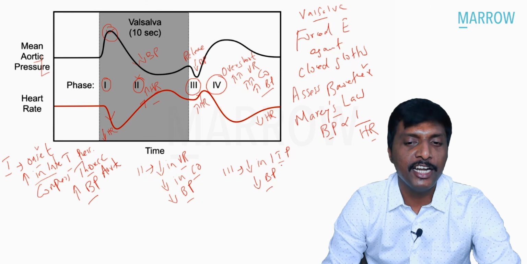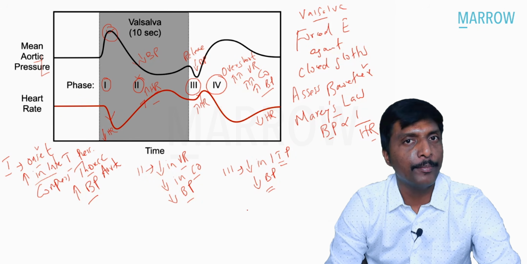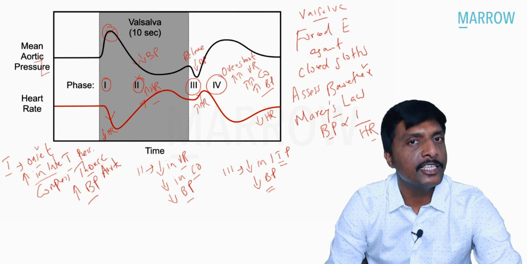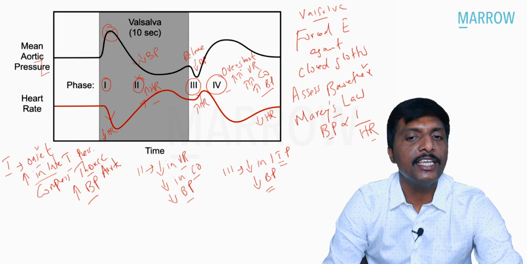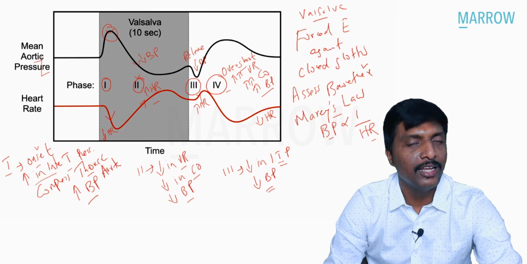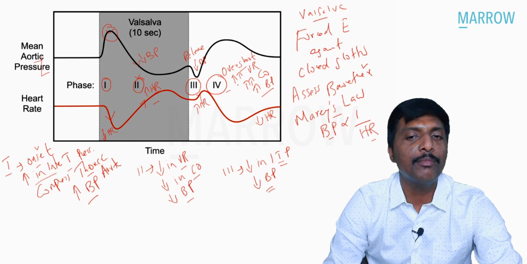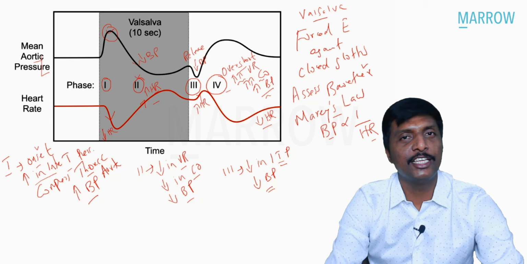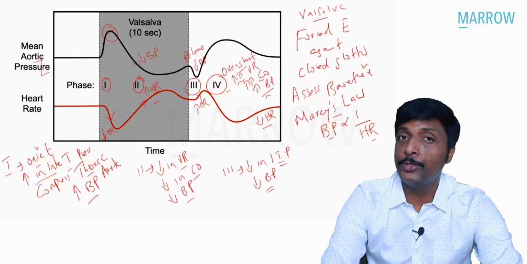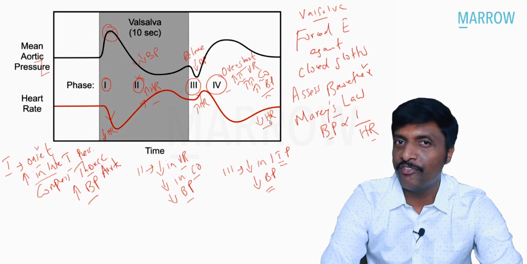There will be decrease in intrathoracic pressure, decrease in BP. And finally, once everything is done, automatically this phase 4, you will see in all individuals overshoot. At the end of this maneuver, there will be tremendous increase in venous return, increase in cardiac output, and increase in blood pressure. Increase in BP means decrease in heart rate.